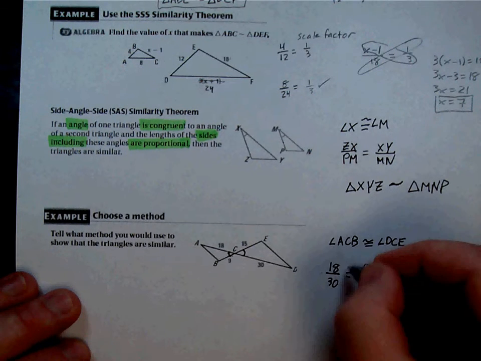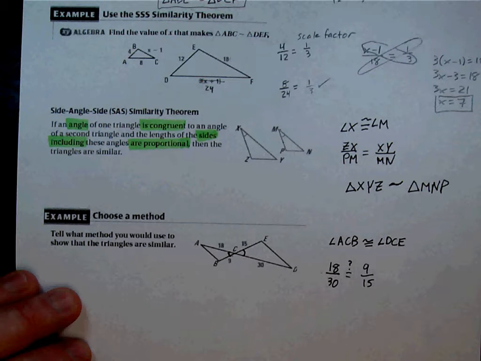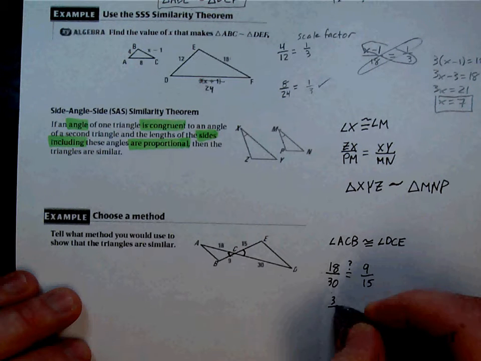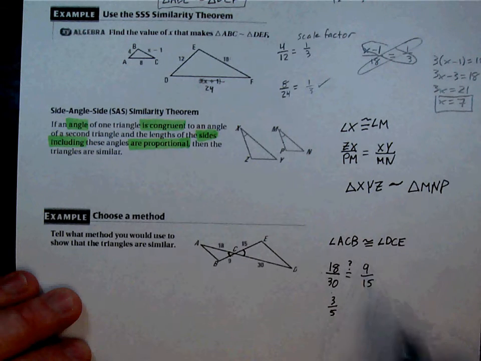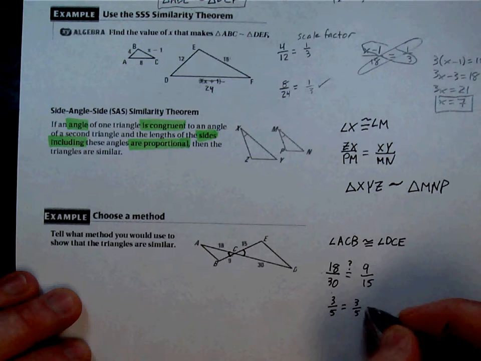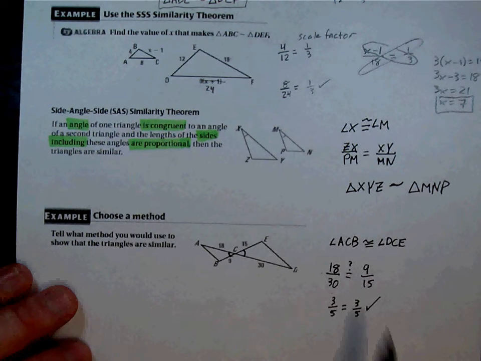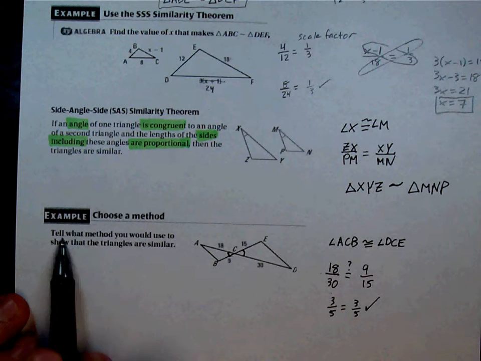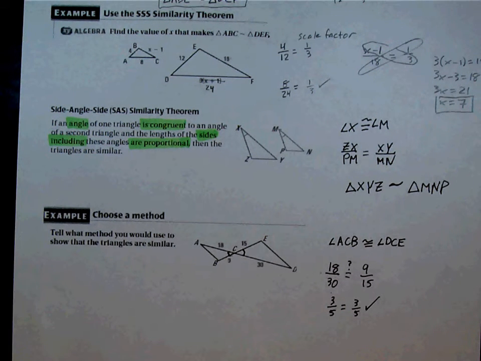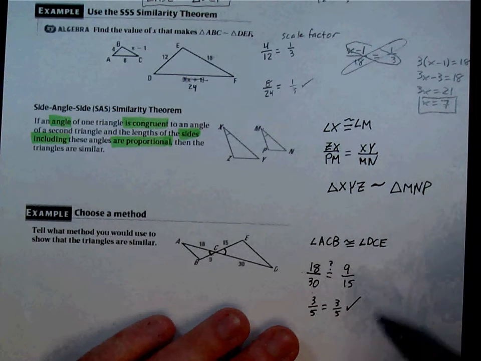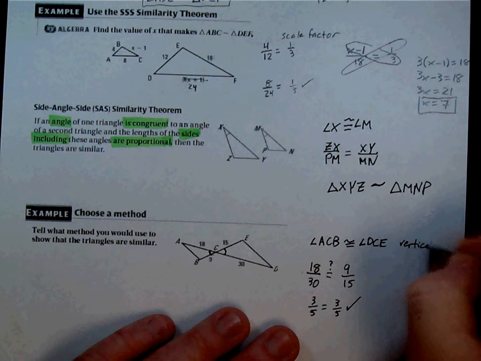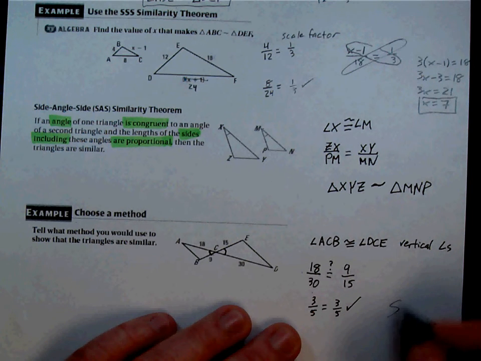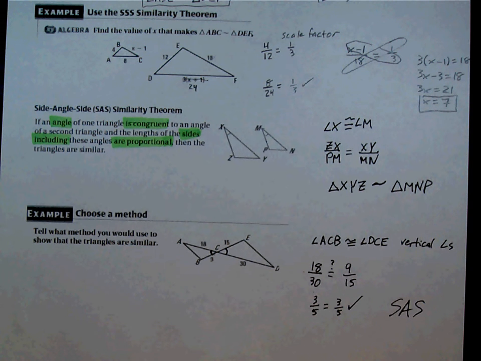I'm going to check these and see if it's true. I could put a little question mark above my equal sign at the moment if I write it this way, because I don't know if they're equal. I have to check and see if they are. So 18 over 30, I can divide them both by 6, giving me 3 over 5. And 9 and 15, I can divide them both by 3, giving me 3 over 5. Yes, they are in fact equal. So if I have a pair of angles that are congruent, and then the surrounding or the flanking sides are proportional. So the question was, tell what method you would use to show that the triangles are similar. I guess I could just use a justification over here. The angles were congruent because of the vertical angles. The corresponding sides are proportional, so I can conclude that they are similar by using SAS. That should be sufficient.